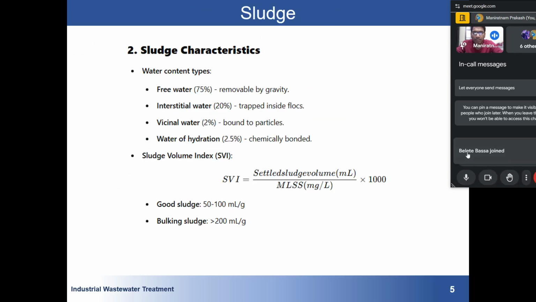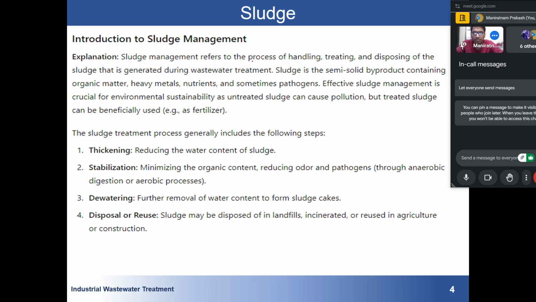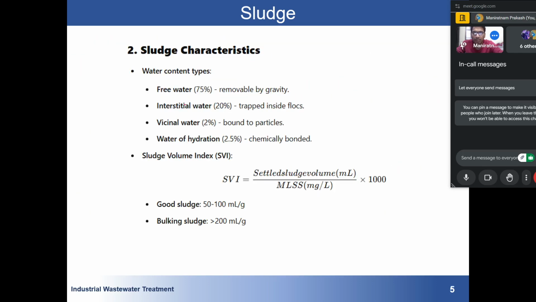These are some of the sludge characteristics. If we talk about the sludge, there is free water, around 75%. Remember, we have 96% water and only 4% solid. Out of these 96, 75% is free water; if you keep it, a supernatant will be produced, and that can be removed.